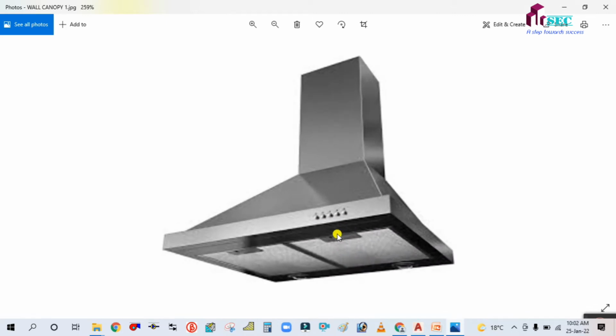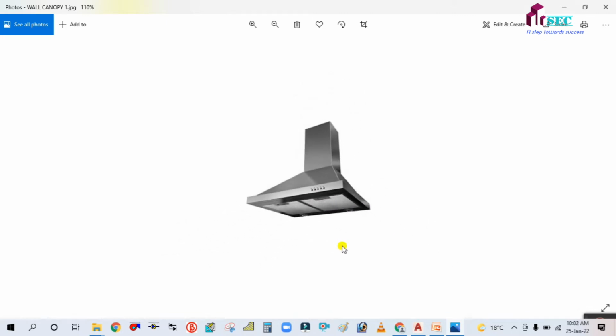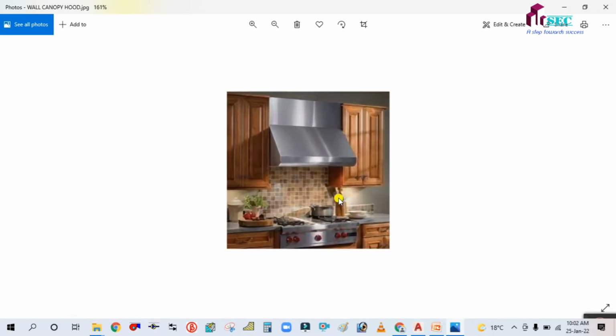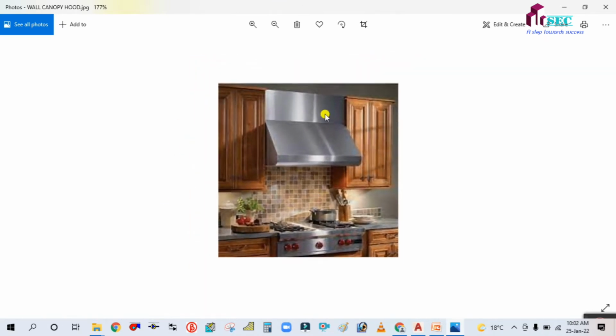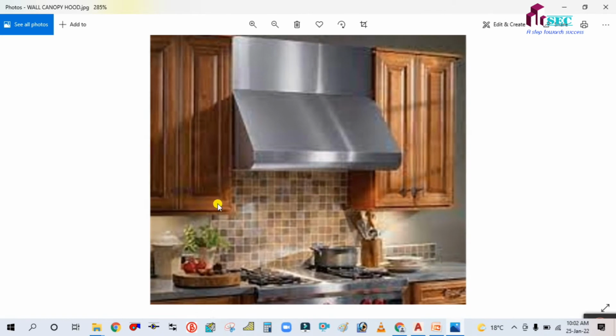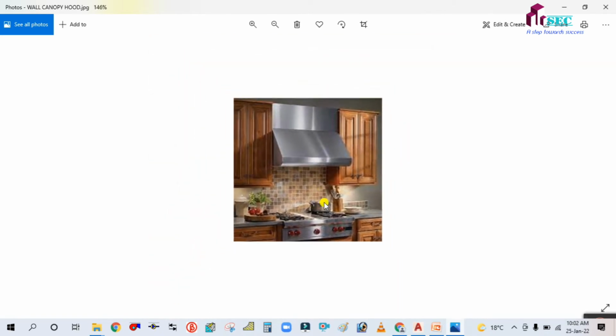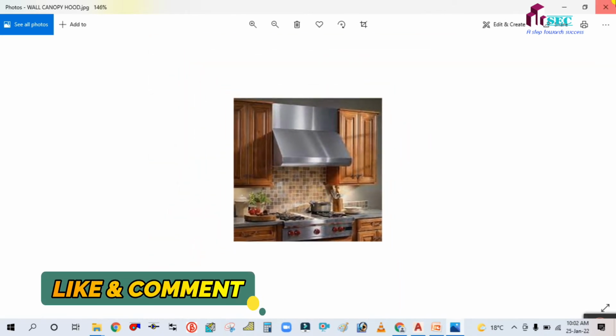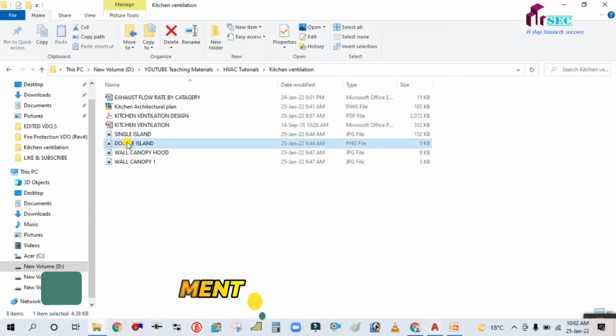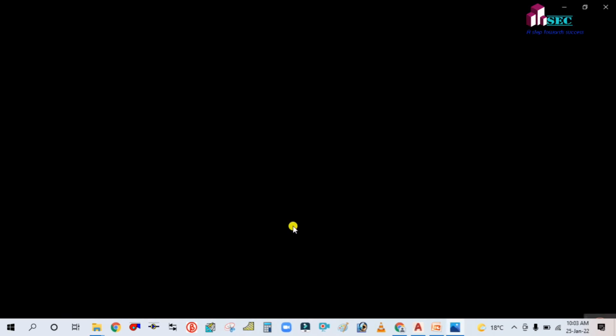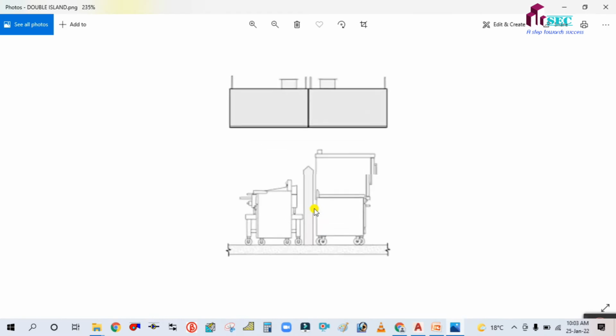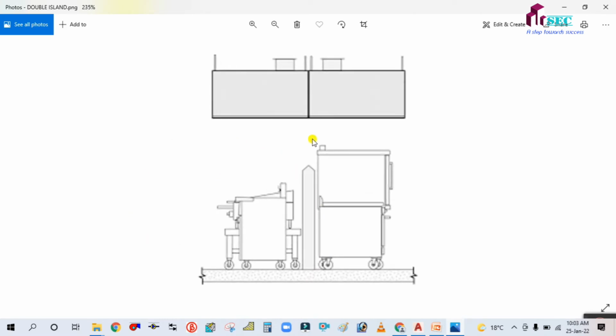This is used for commercial buildings and hotels. This is mostly for residential and offices. This is called wall canopy hood. And this is called double island. Double island is nothing but the single island, but the hood is two, so on both sides a single hood is used on each side. That is called double island.